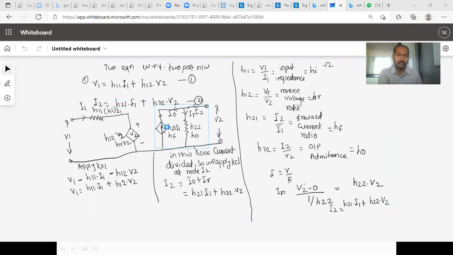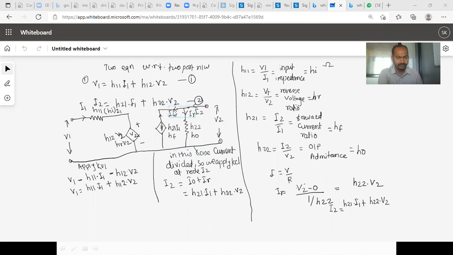I1 indicates a current source, that's why we have taken it as an arrow. This indicates a current source. H21 is nothing but HF, so HF into I1. This is the thing with respect to here. It indicates that it is a multiplying term. So these are taken here.